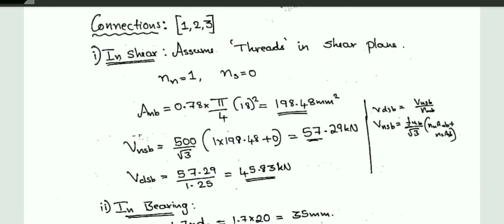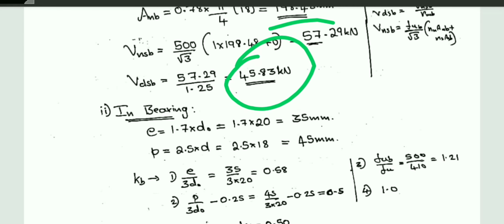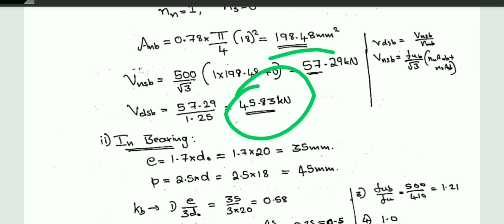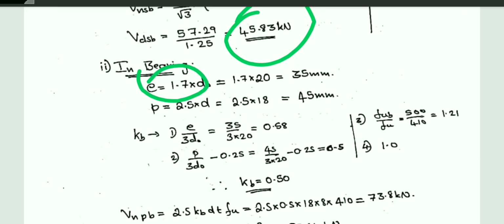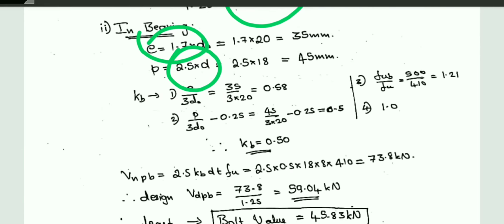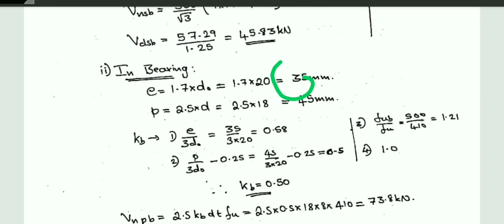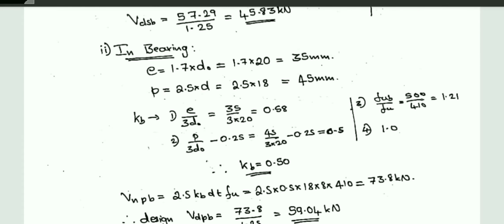Okay, next one: A_nb is 0.78 into A_sb. It is 198 mm square, and V_dsb, by substituting the bearing strength formula, you will get bolt shear strength as 45.83. That is shear strength. In bearing, you need to calculate the e value, that is 1.7 d naught, 1.5, it becomes 1.5. And this one is 2.5 into d for pitch.